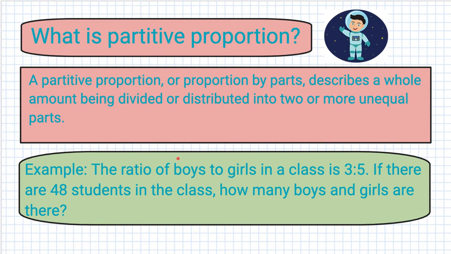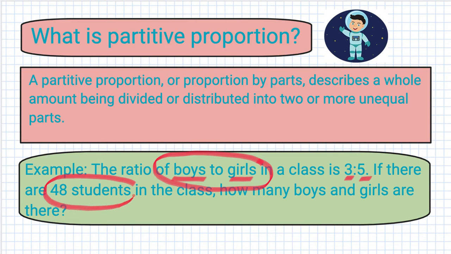The ratio of boys to girls in a class is 3:5. If there are 48 students in the class, how many boys and girls are there? If you observe this problem, it talks about the number of boys to girls, and the ratio for that is 3:5. It also talks about the total number of students inside the class. There are 48 students.